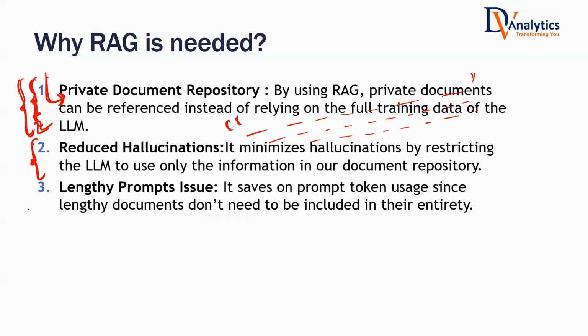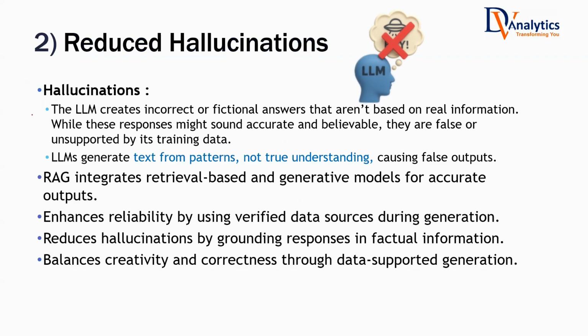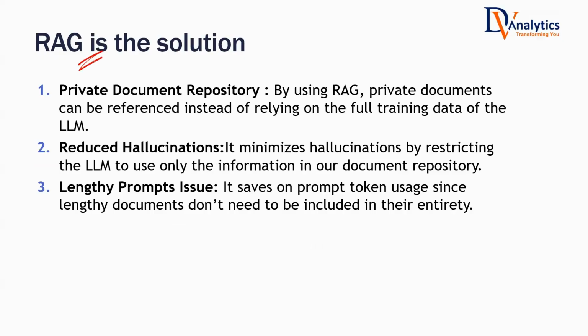Now, you cannot put all this document inside a prompt. You cannot say go through this document and then answer that question. The whole document cannot be given inside a prompt, because that prompt will be too lengthy. So if you have private documents like a company's internal documents, secured private documents or confidential agreements, and you want to reduce hallucinations, meaning you don't want the LLM to give random answers when you ask questions related to specific documents, and you cannot include those documents inside the prompt, then the solution is given to you by RAG. RAG will answer by looking only at these private documents, and the answers will not have any hallucination. It'll give you very specific, to the point answers.